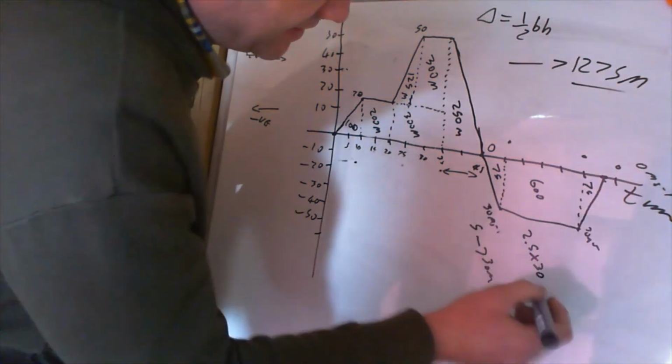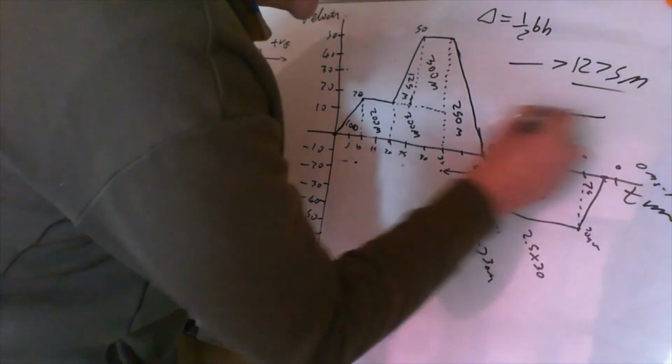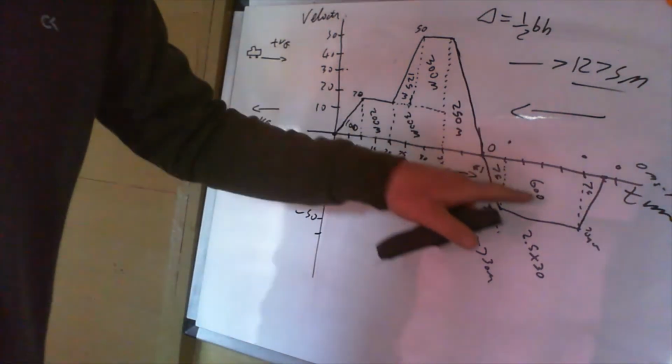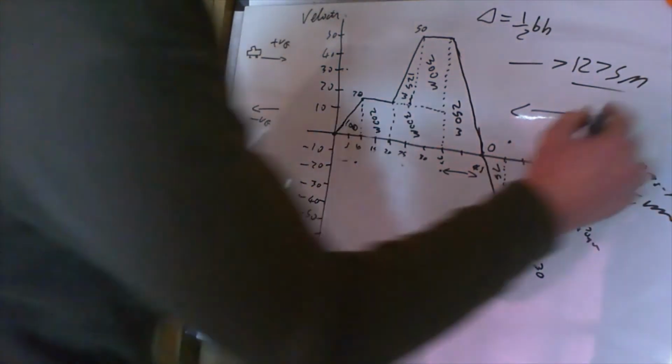So that's 750. So the total is going to be in this direction. Remember, underneath the curve, underneath that axis, he's coming back the way. So that's going to be 750 meters.